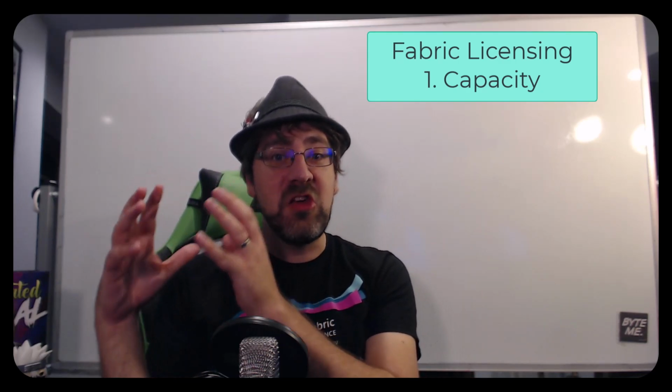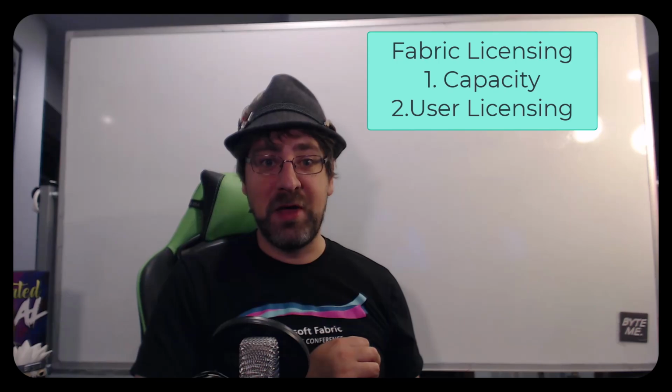So whenever we're talking about Fabric licensing, there's always two things that you need. The first is capacity, which gives your organization access to use Fabric features. And the second part is user licensing, which gives the users in your organization access to Fabric capabilities. Let's talk Fabric capacities first.